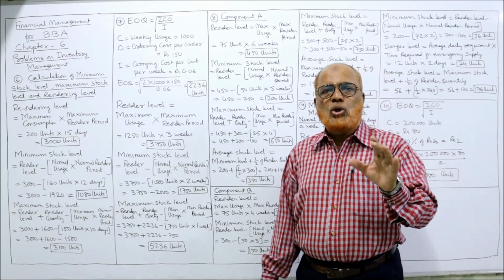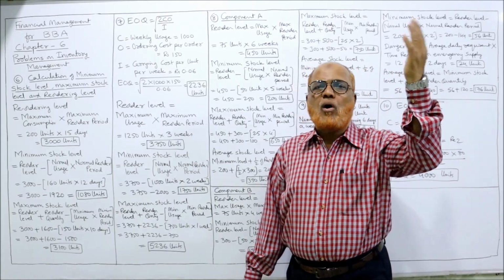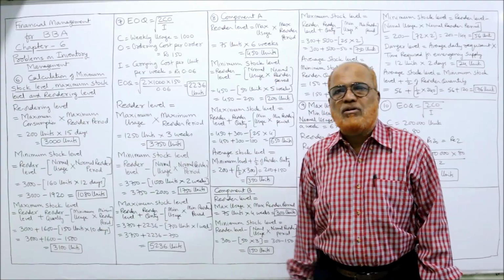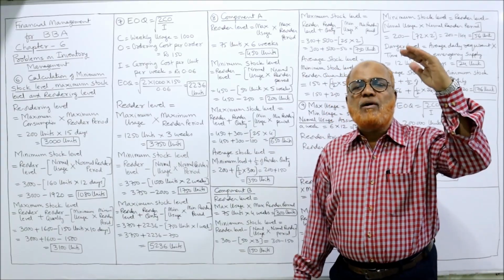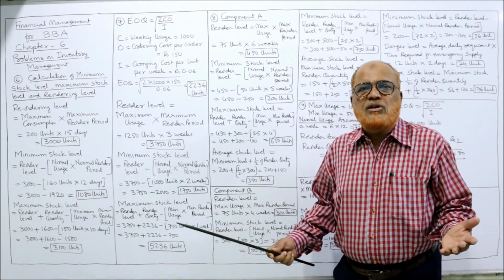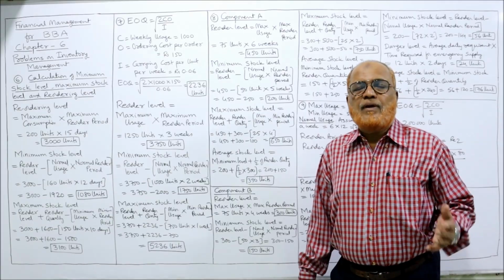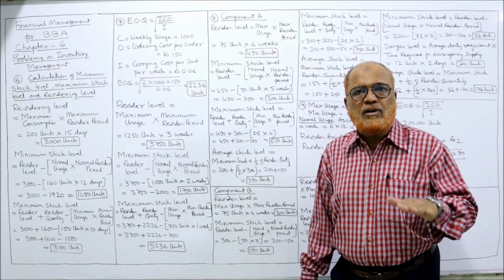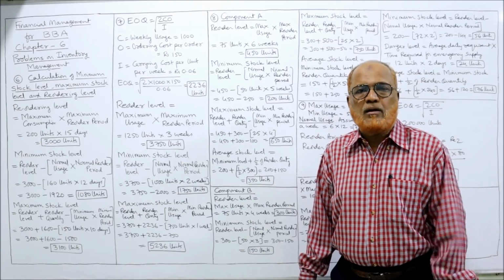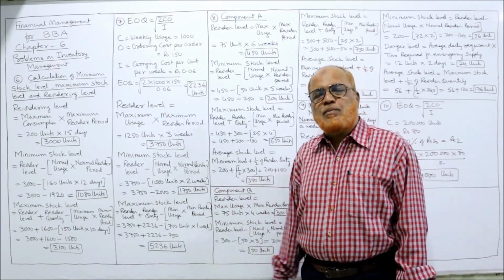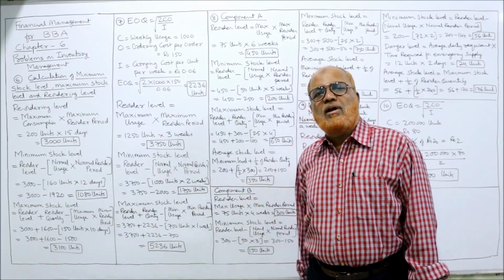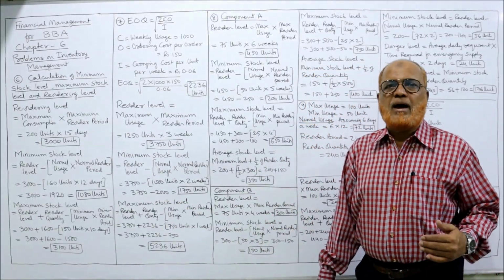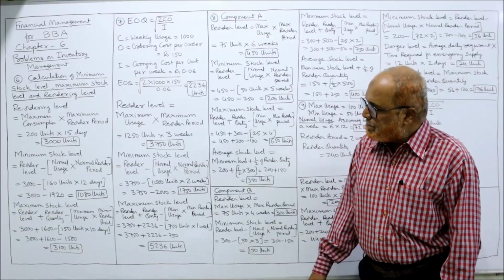The inventory should not be allowed to go above 3000 units. If the inventory goes above 3100 units, it means overstocking. That means excessive inventory is being held, and profitability will come down. That should not be done. So in this problem, I have explained to you about reordering level, minimum stock level and maximum stock level.